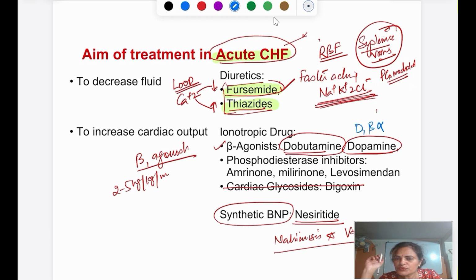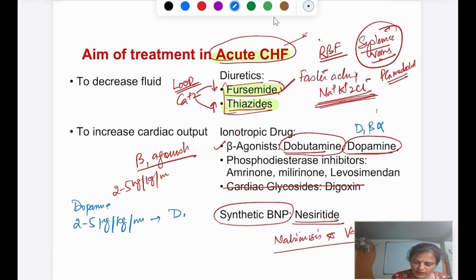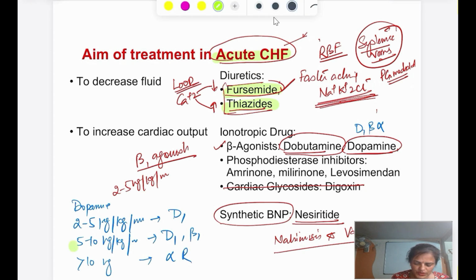At low dose, 2 to 5 microgram per kg per minute, so I'll write here 2 to 5 microgram, this is about dopamine, per minute, it is going to stimulate the D1 receptor. Then 5 to 10 microgram per kg per minute, it is going to stimulate both dopamine 1 receptor and beta 1 receptor. And more than 10, or 10 to 15, or more than 15 microgram, it is going to stimulate the alpha receptor. So this is the dose which we gave.